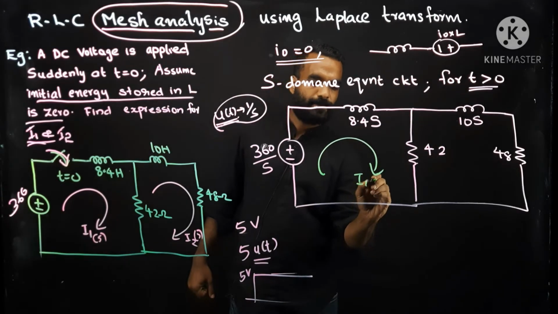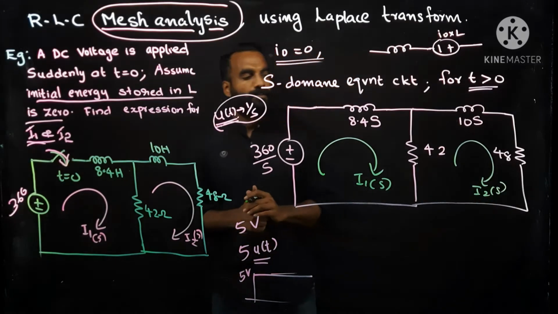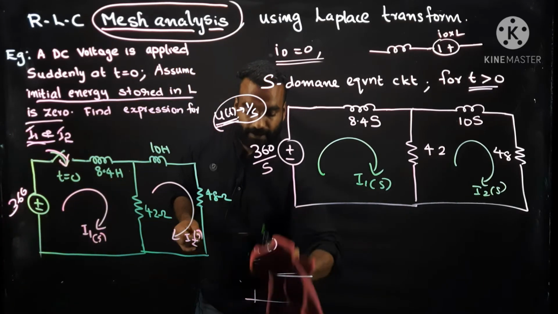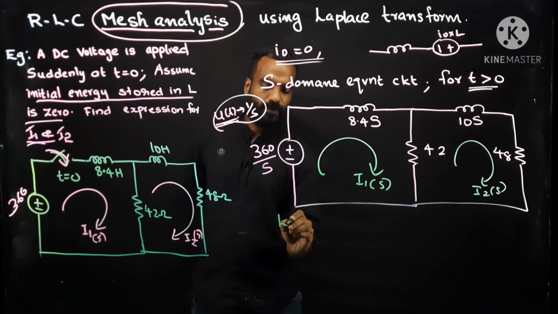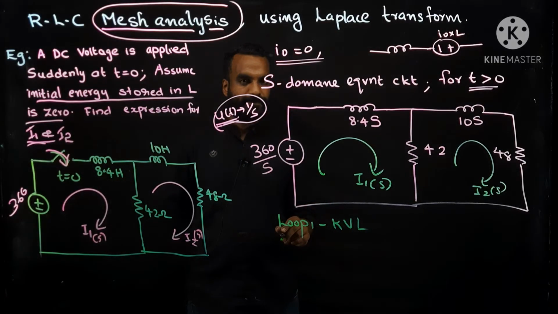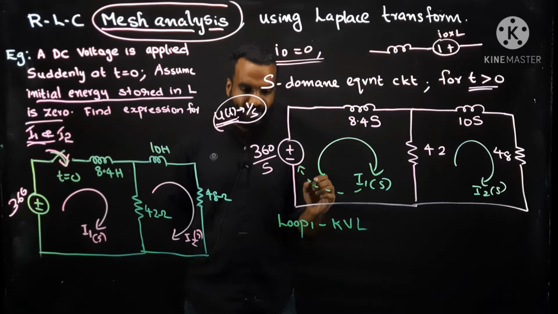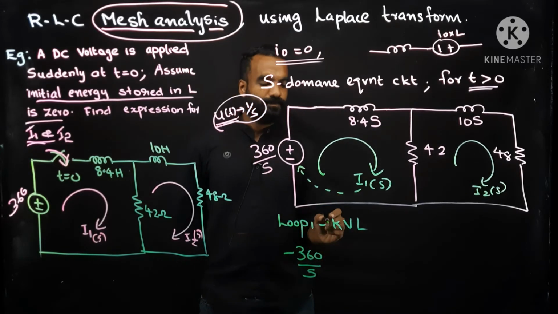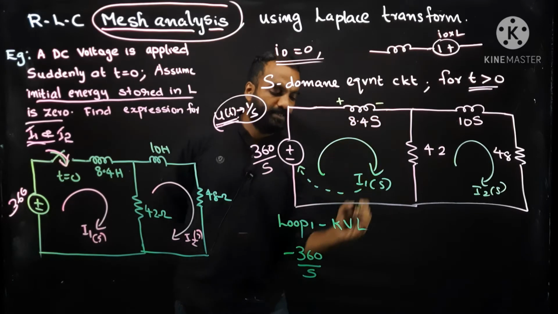Now I1(s) and I2(s). So this is the time for applying mesh analysis. I am taking loop 1. Loop 1's KVL, what will be the equation? This arrow mark is entering from the negative side. It is clockwise. So minus 360 by S, and the current is going like this. So this terminal is marked as plus and this terminal is marked as negative.